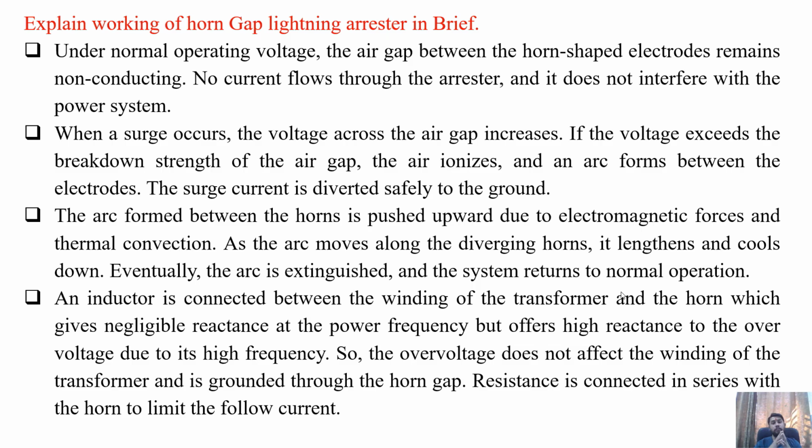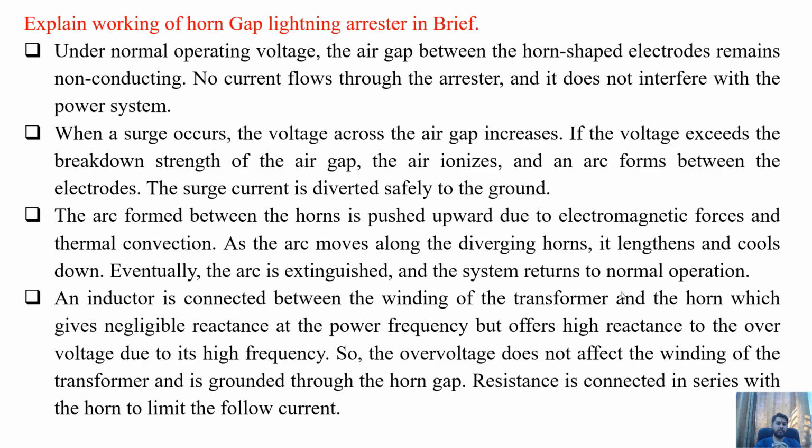Explain the working of horn gap lightning arrestor in brief. Under the normal operating voltage, the air gap between the horn-shaped electrodes remains non-conducting. No current flows through the arrestor and it does not interfere with the power system.